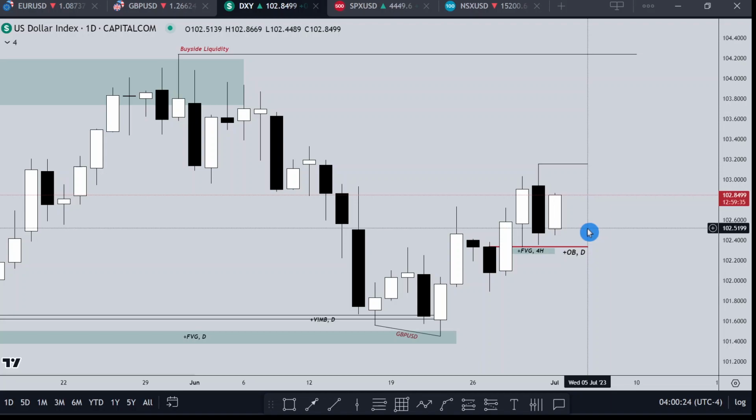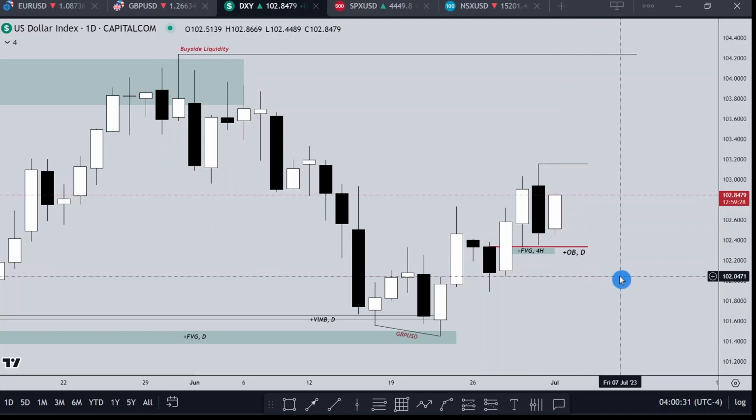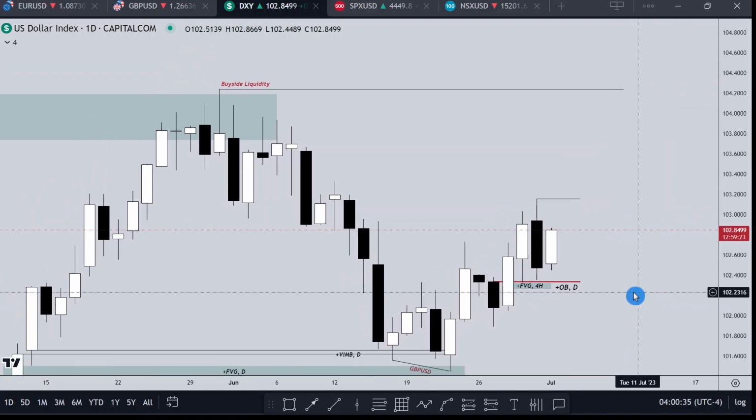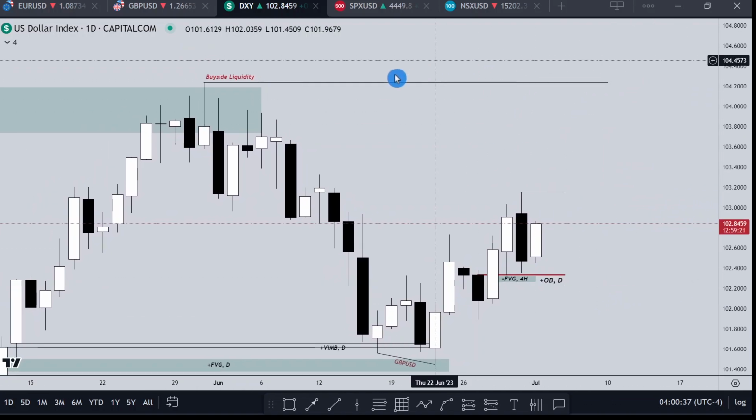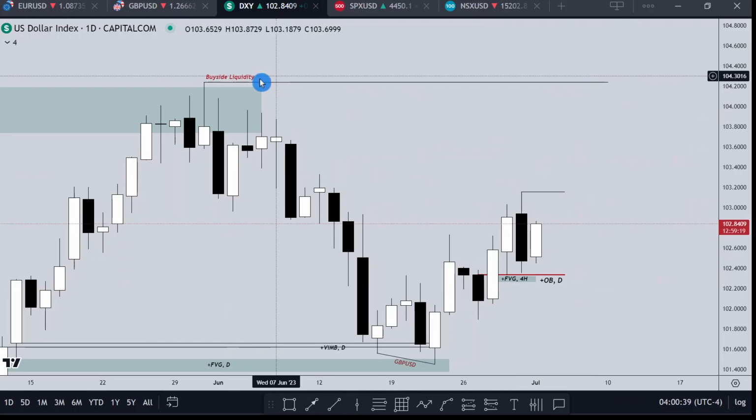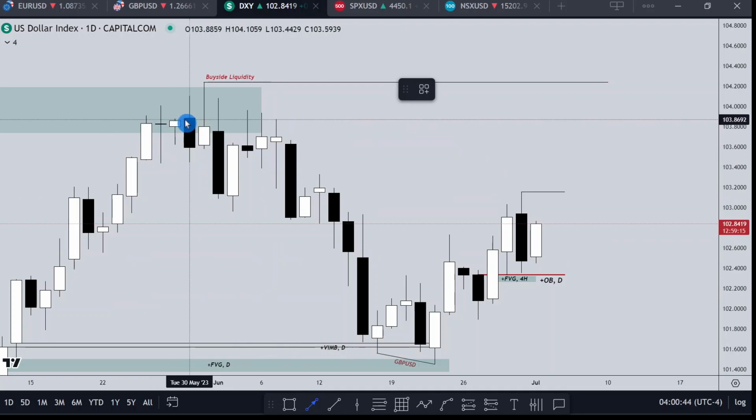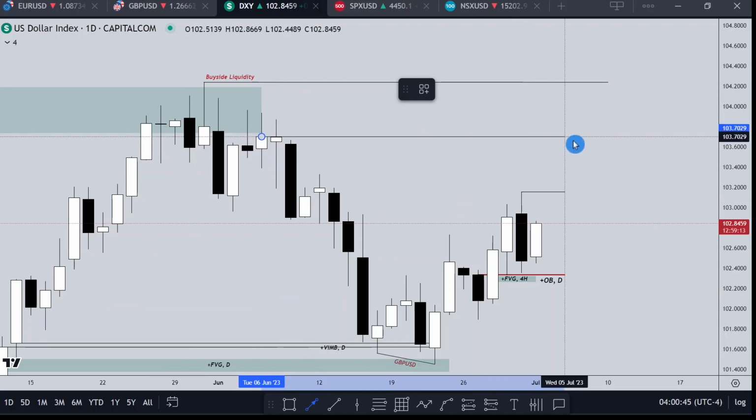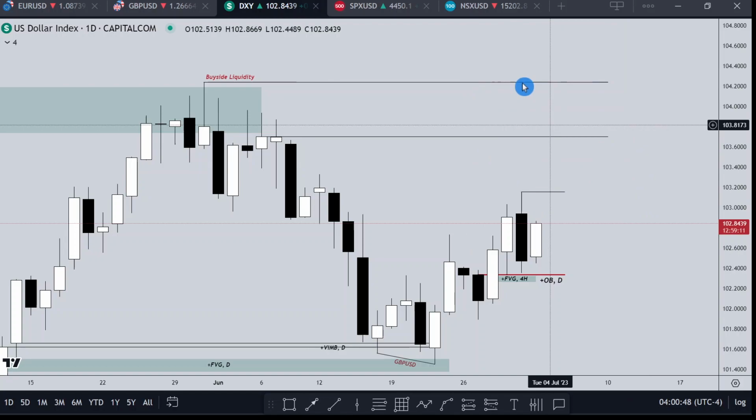the pound. Okay, since I'm expecting higher prices on the dollar, I'm expecting lower prices on the euro and then the pound because they are inversely correlated pairs. Okay, and then my weekly bias, which is my long-term bias, is this buy side liquidity that we have here, as well as the rejection blocks here. So we have these rejection blocks here. These are my weekly targets.